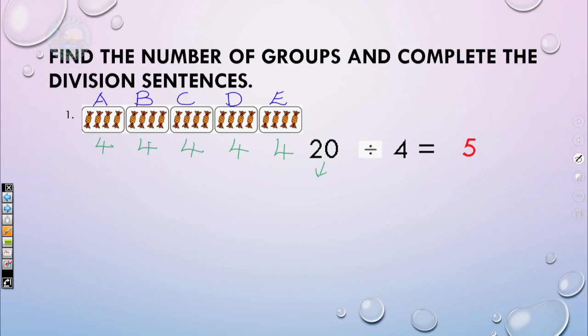20 will be your dividend, the total number of sweets. 4 will be the amount in each group, which will be your divisor. And if you observe, your divisor comes after the division sign. And 5 will be your quotient, or your answer, which is the total number of groups.